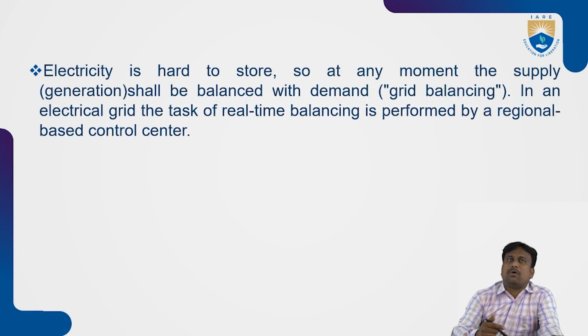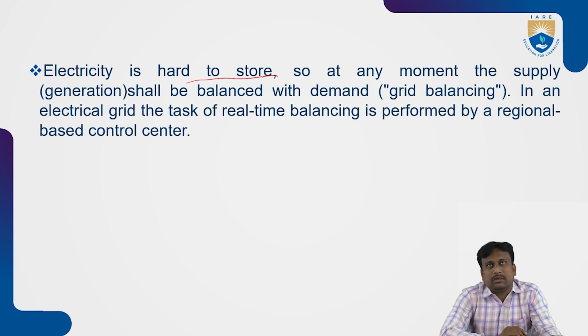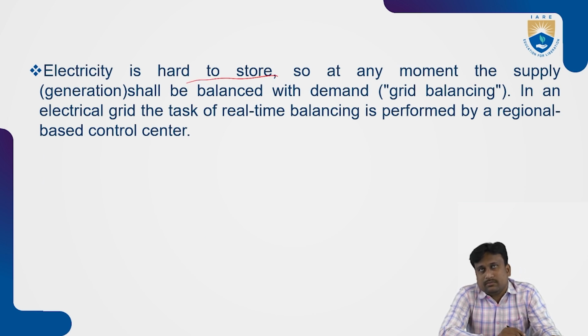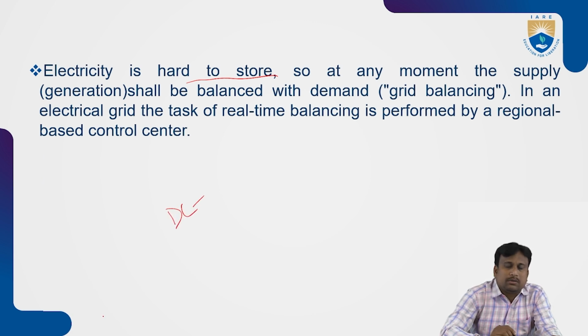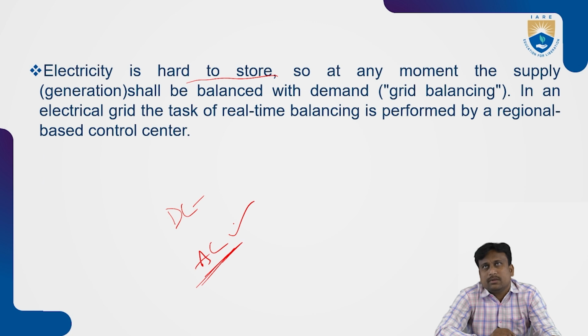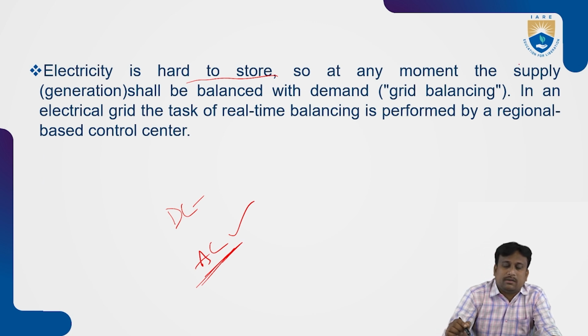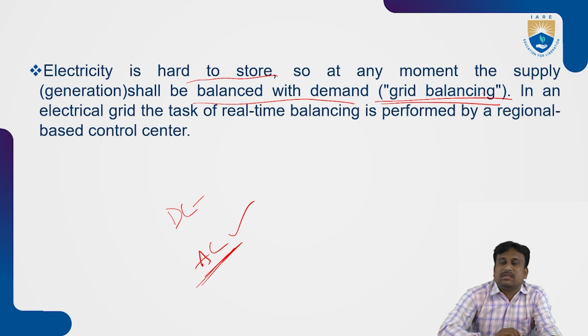Here, one more point we need to remember is that it is very difficult to store electricity. We are regularly using AC in nature. DC we can store to a limited extent, but coming to AC, the usage is more with the AC supply, and this is very difficult to store. So at any moment, supply shall be balanced with the demand. This can be achieved with a grid balancing condition.